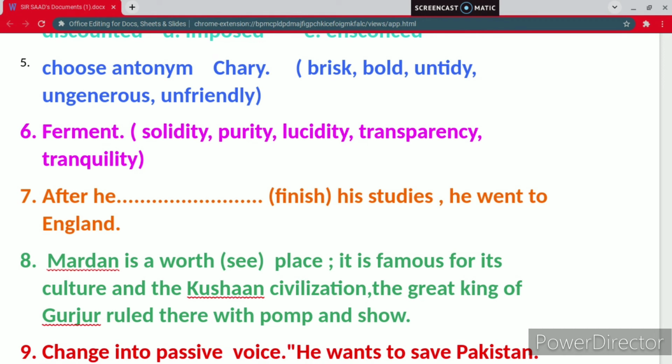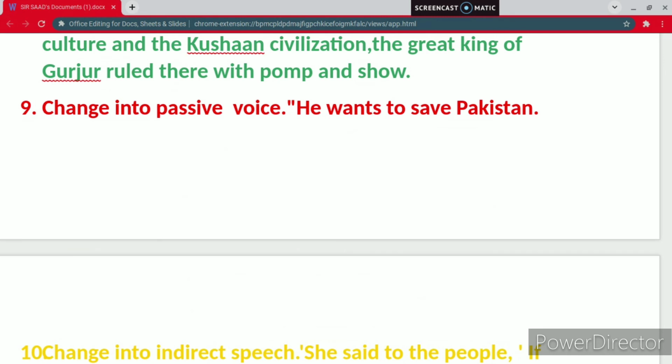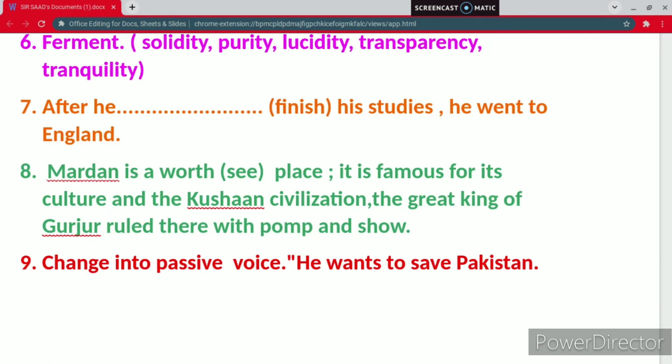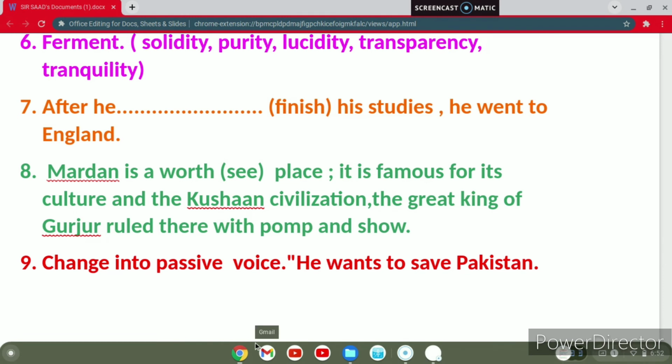After, no grammatical aspect agreement. After he his studies he went to England. So try to understand, you have a subordinate clause like this, you should use had and the third form of the verb. After he had finished his studies, he went to England. So what is the correct option? He had finished. He had finished.